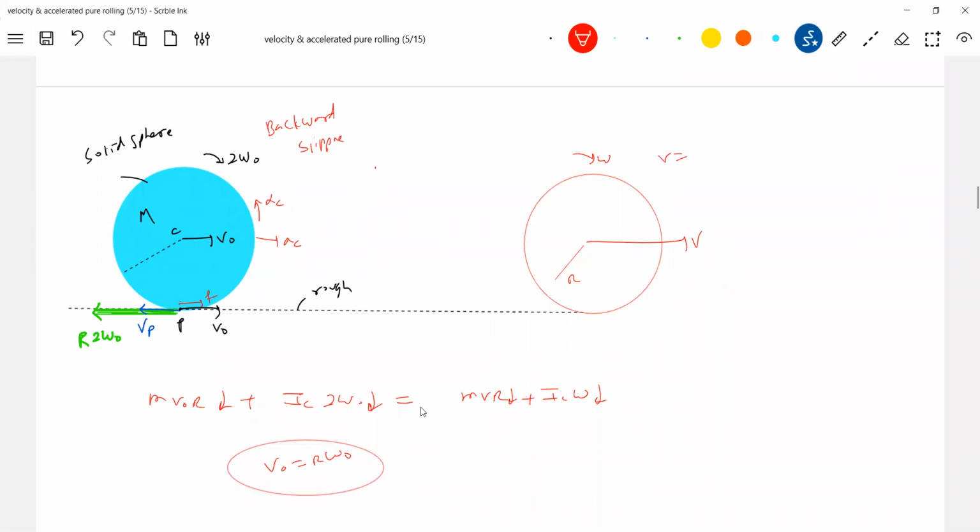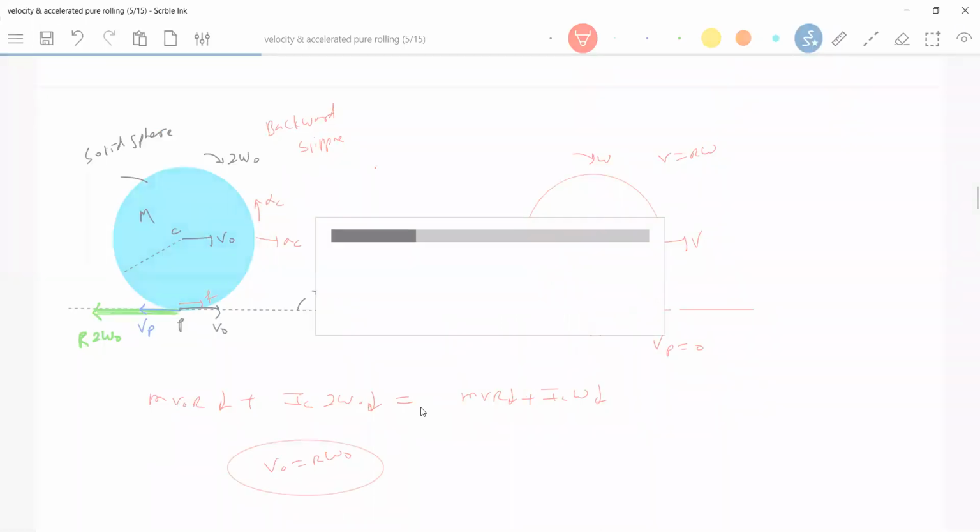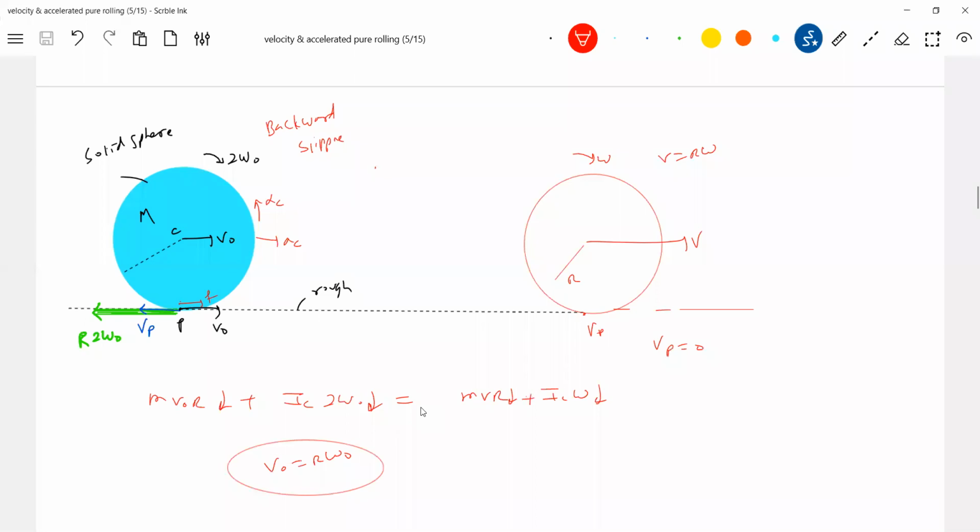This is pure rolling. Then what is the velocity of point P? 0. Fine. I think almost all cases I discussed here.